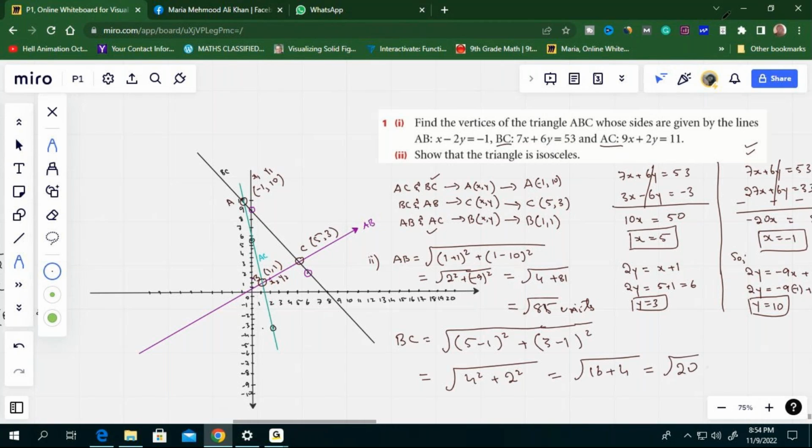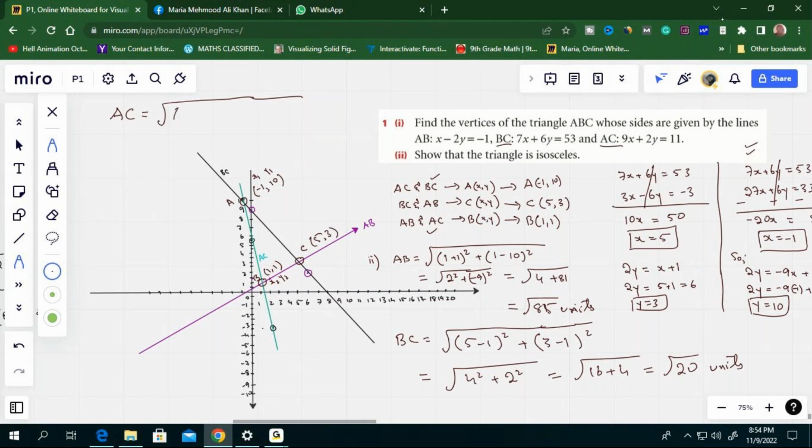Just giving you root 20. The length of your BC is coming out to be root 20 units, or 2 under root 5 units. Now what is left is AC, so I can do AC working here, and so do you.